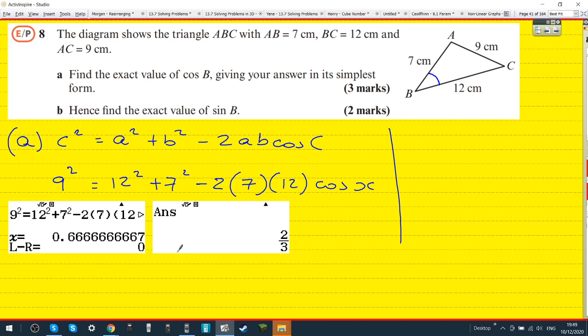So cos B is 2/3. Hello? I can't hear you again. Can you hear me? I'll try to do some stuff with my internet. Cos squared B equals, and then sine B equals.